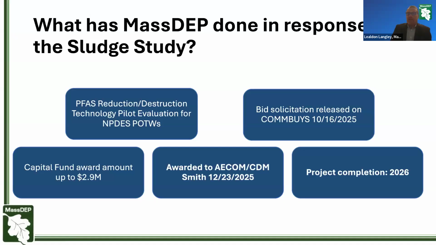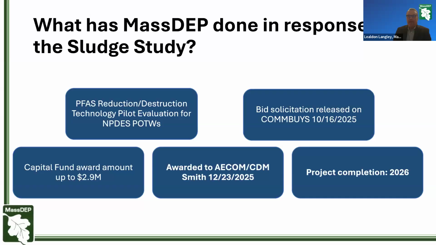So one of the recommendations from the sludge study was to facilitate piloting and support funding of full-scale projects of emerging technologies. In response to this recommendation, MassDEP has commissioned a study called the PFAS Reduction Destruction Technology Pilot Evaluations through NPDES POTWs. The project is funded through capital funds for $2.9 million, and we have an additional $100,000 directed to Harvard through a Best Value grant, which is intended to help us account for all the PFAS compounds that are present in the materials that are being sampled.